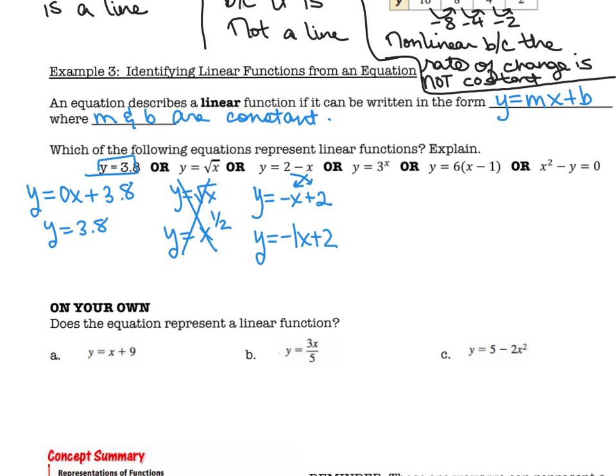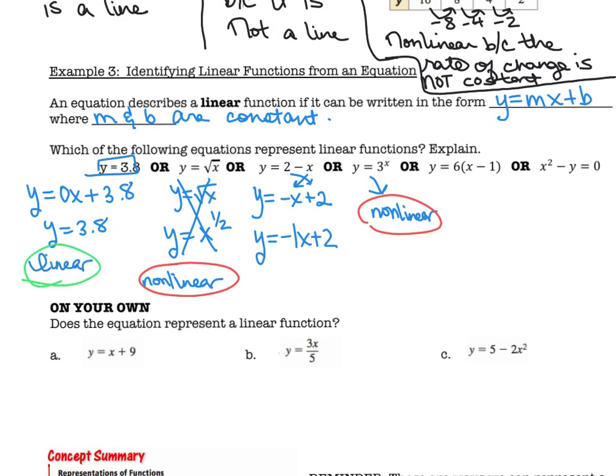They're constant. This one, y equals 3 to the x power. Anything raised to the x power or raised to a power is not going to be linear. So, nonlinear. I should actually write that under here too. Circle it and then write in there, nonlinear. And for this one, it is linear. And this third one was linear.